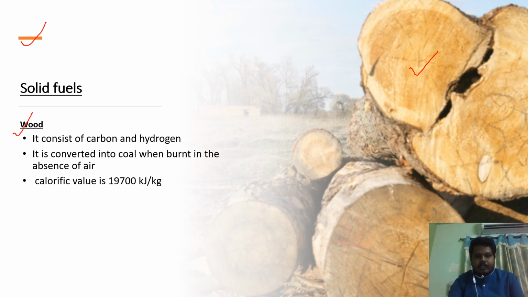Generally, the average calorific value of the wood is 19,700 kilojoule per kg. Calorific value means the amount of energy released by complete combustion of 1 kg of fuel. That is calorific value. We will discuss it in detail in coming slides. At present, we will see just what the value of the particular fuel is.